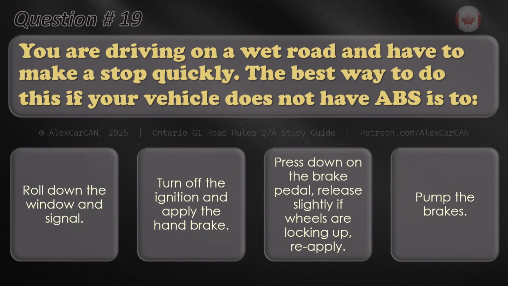Question number 19. You are driving on a wet road and have to make a stop quickly. The best way to do this if your vehicle does not have ABS is to roll down the window and signal. Turn off the ignition and apply the handbrake. Press down on the brake pedal, release slightly if wheels are locking up, reapply. Pump the brakes.